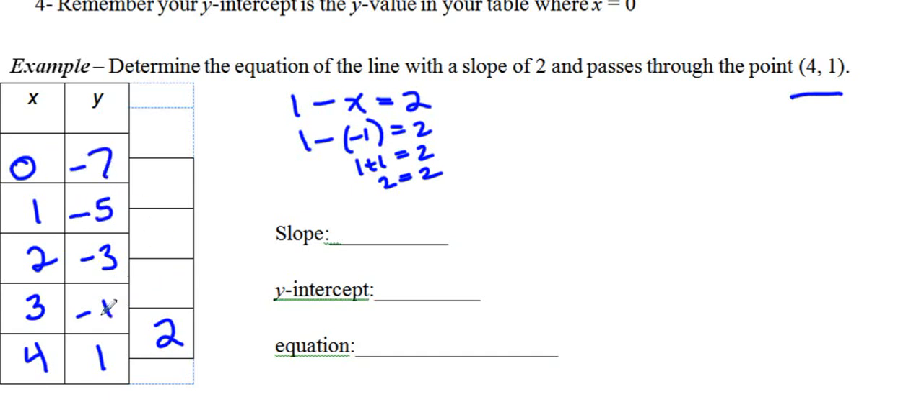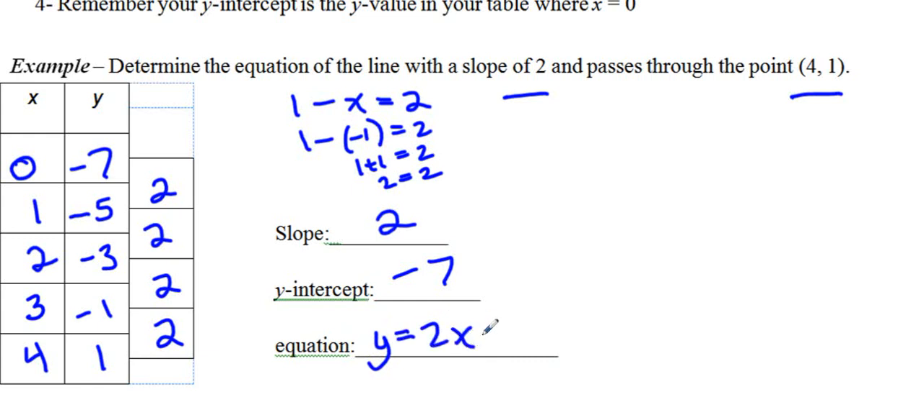So let's just check. Negative 1 minus negative 3 is negative 1 plus 3. That's 2. Negative 3 plus 5. That's 2. Negative 5 plus 7. That's 2. So my slope is 2. We knew that. We were given that. Right? Here it is right there. The y-intercept, I go to where my x is 0, and I look at the corresponding value for y. So that's minus 7. So my y-intercept is minus 7. And my equation then, you just throw it all together, 2x minus 7.